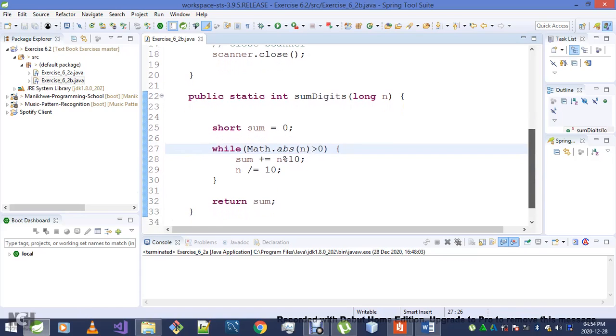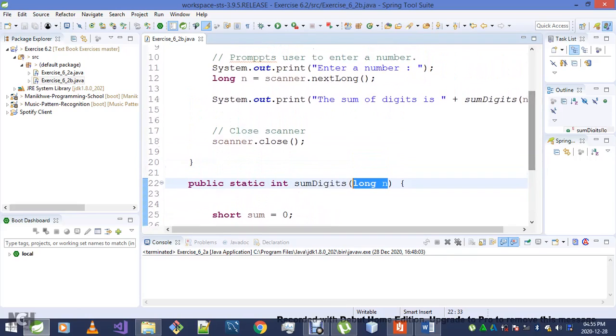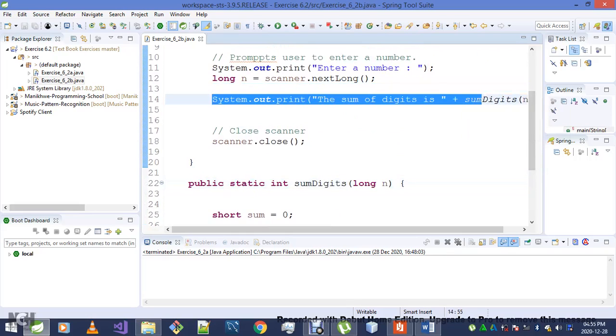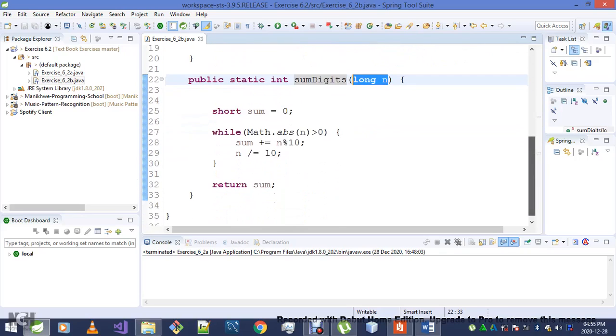Now, why the absolute value of n? Since we know that n might be negative, right? Unlike before, we're not restricting a call to this method to only numbers that are positive. There is a possibility of receiving a negative number now. So that is why I am using its positive value, its absolute value, okay, for checking.